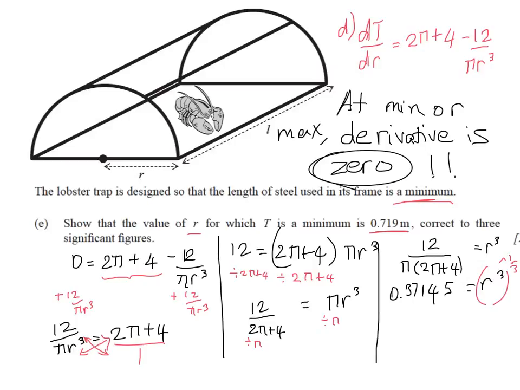Okay, so whatever you do on that side, of course, we have to do on this side. So raise your number to the 1/3 on the left, and you should get that r is equal to 0.719 meters to 3 significant figures.